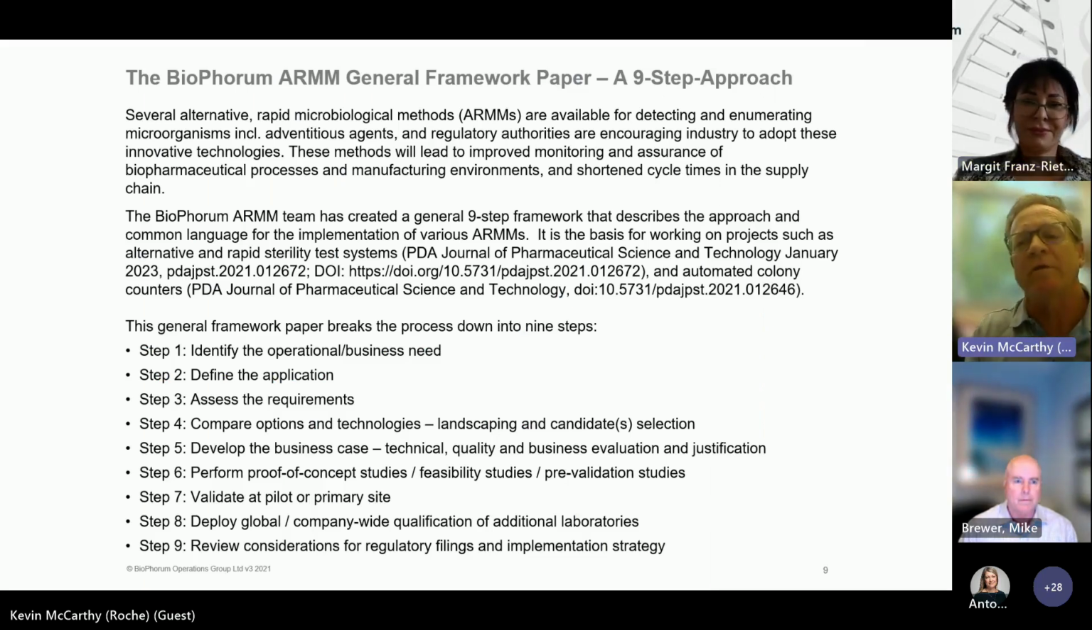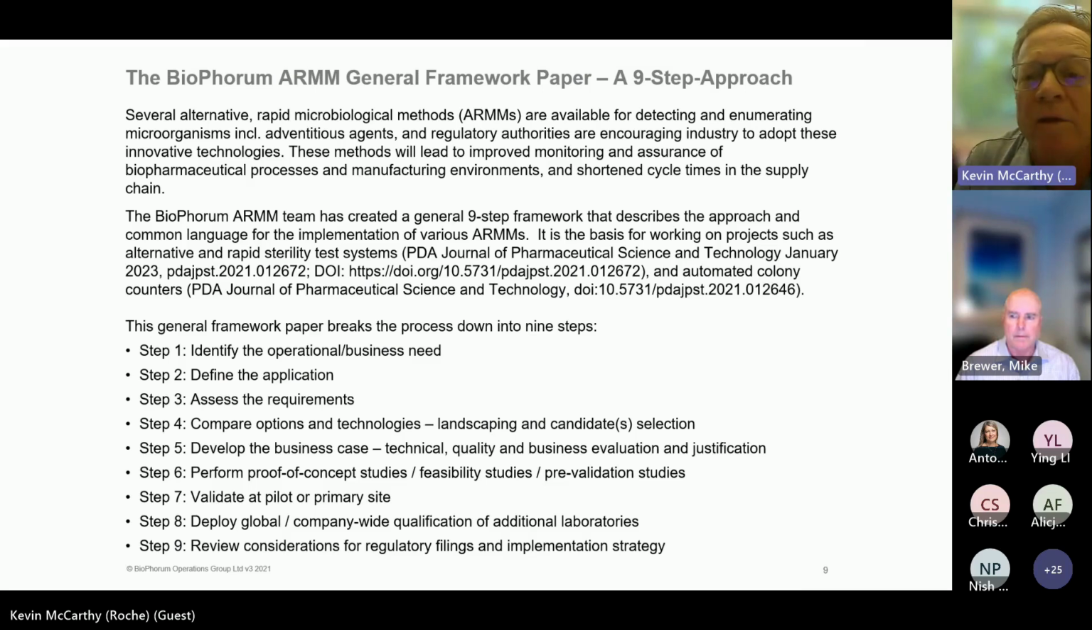So first of all, my name is Kevin McCarthy. I'm a global QC scientist with Roche. And in my section, I'm going to present some of the generalities of a 9-step process that our BioPhorum group agreed to. And then I'll also introduce the first of 2 case studies, one from Roche and one from Thermo.